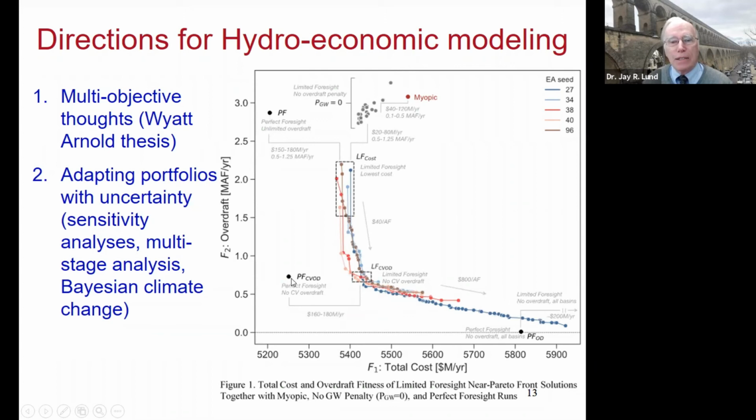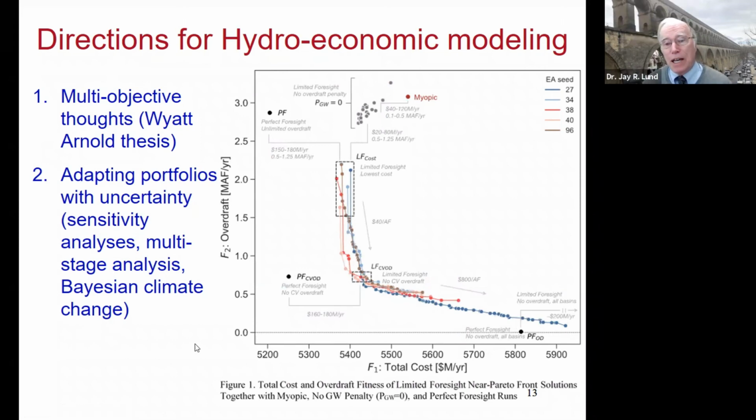If you penalize overdraft, you end up with quite a bit less overdraft and a slightly worse economic performance. If you prohibit all overdraft, you end up with maybe $500 million a year of additional cost. But in between, there's really an entire trade-off curve with limited foresight, where the loss of perfect foresight, going from this point to here, really only costs you $150 million a year or so.